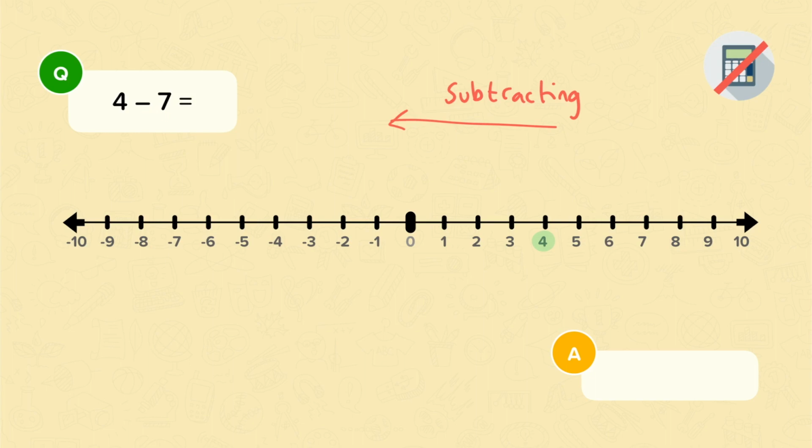So we'll start here. 1, 2, 3, 4, 5, 6, 7. So the answer to 4 take away 7 is -3. So there we go. Let's have a look at this question.